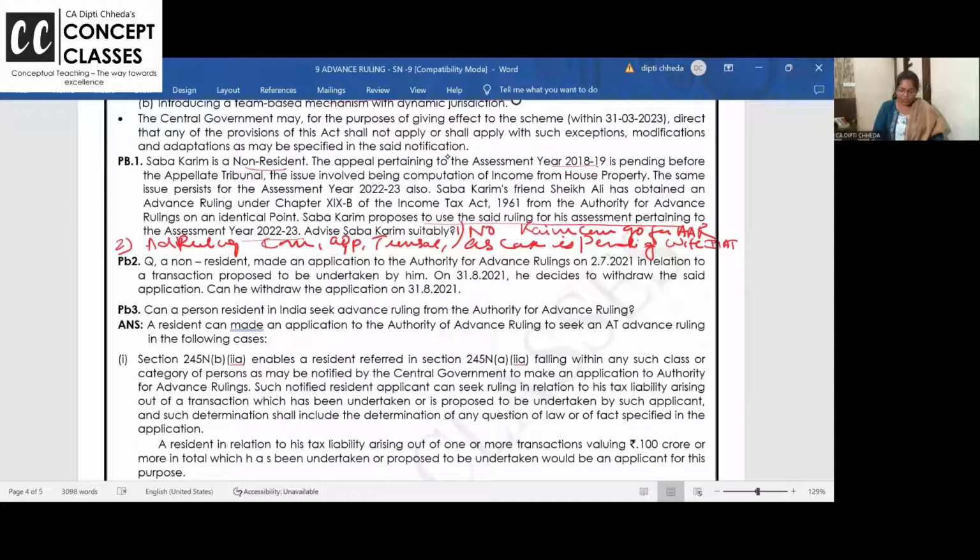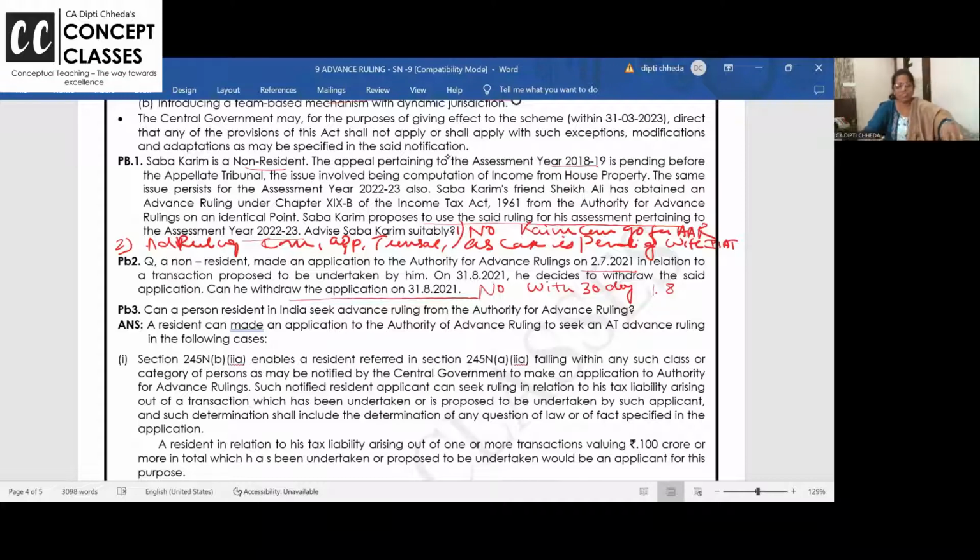Q: A non-resident made an application to the authority for advance ruling on 2nd July in relation to a transaction proposed to be undertaken. On 31st August, he decides to withdraw the case. Can he withdraw the case on 31st August? Answer is no. Only within 30 days. And 30 days are over, 2nd July to 1st of August. So only within 30 days you can withdraw the case. Here 30 days are over. So now you cannot withdraw the case.